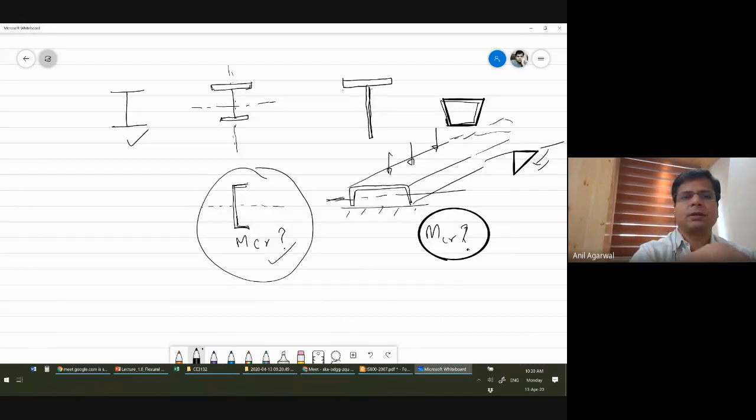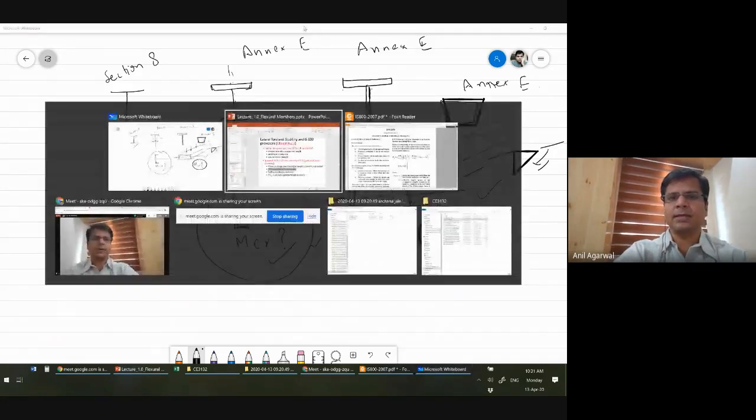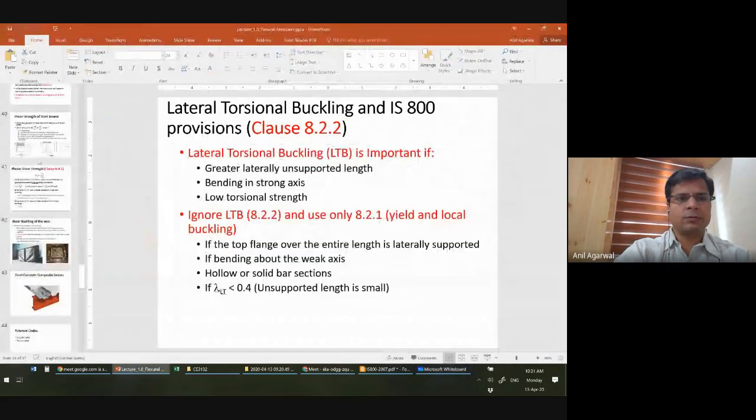It has equations in section 8. You can use Annexure E for this kind of cross section. But for these kinds of cross sections, you don't have any equations available in the Indian code. For this one, you don't actually need any because lateral torsional buckling does not take place. But for this one, you do need it, but the Indian code does not help you. You can go to international codes and find a value. AISC code you can use, Euro code you can use. There are various codes available. All right, we'll move forward now.